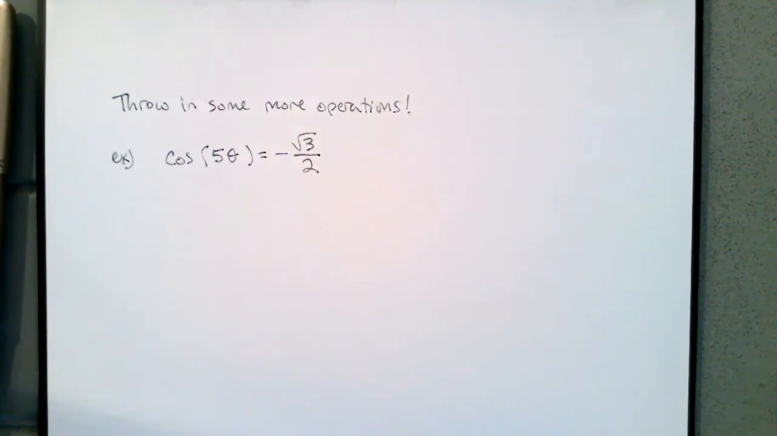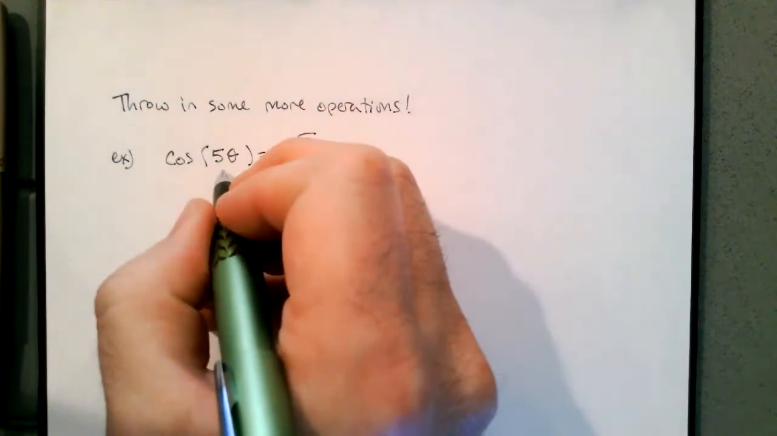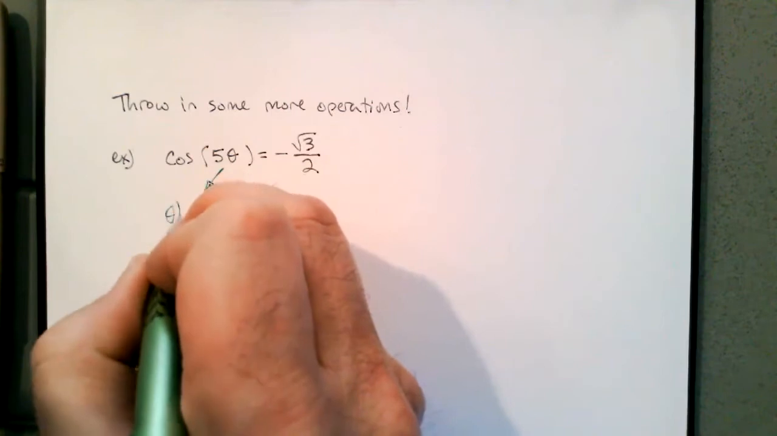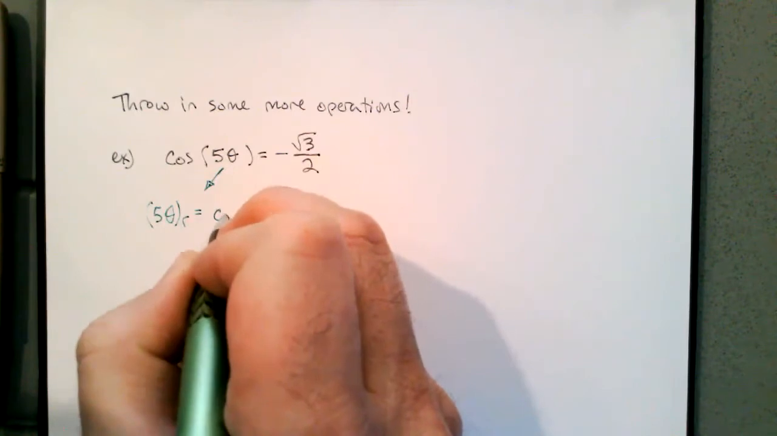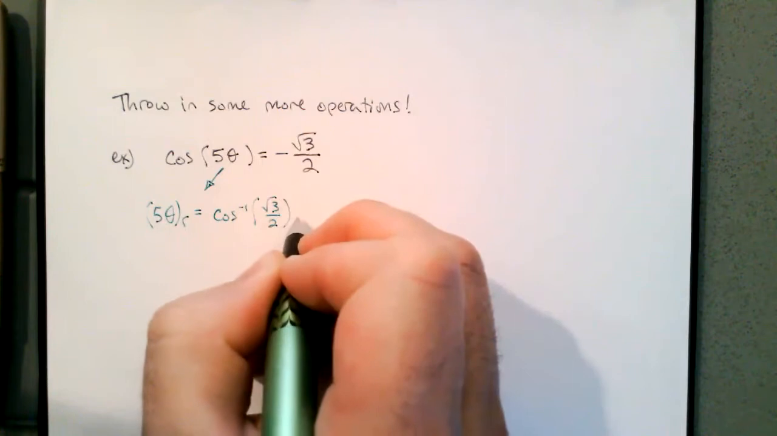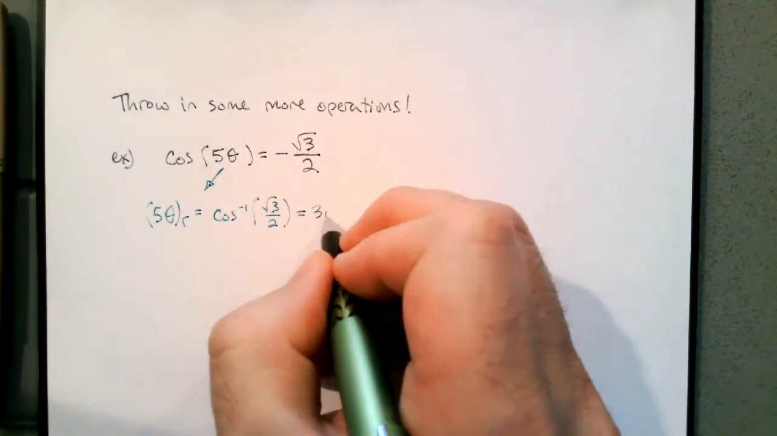We still want to find the reference angle, but we're not going to be finding the reference angle for theta. We're going to be finding the reference angle for 5 theta. A lot of the stuff is still going to look the same. I ignore the negative because I'm finding a reference angle, and the reference angle is still 30 degrees.